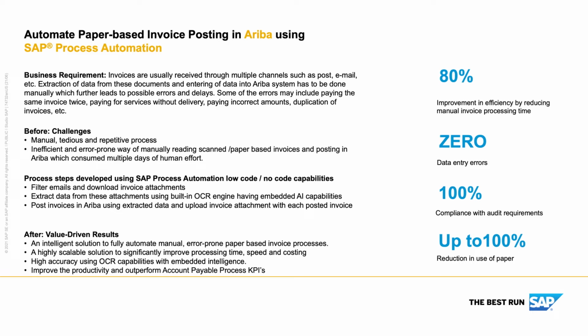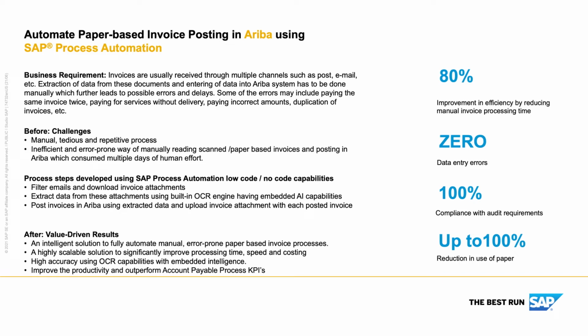There are various process steps to follow when we automate this whole solution using SAP Process Automation's low-code, no-code capabilities. First, the bot reads the emails, and then it downloads the invoice attachments. After the bot has downloaded the invoice attachments, it extracts the data from these attachments using the built-in OCR engine with embedded AI capabilities. Then, using that extracted data, the bot posts these invoices in SAP Ariba and uploads the invoice attachments with each posted invoice.